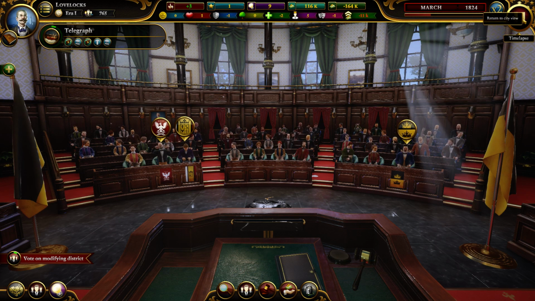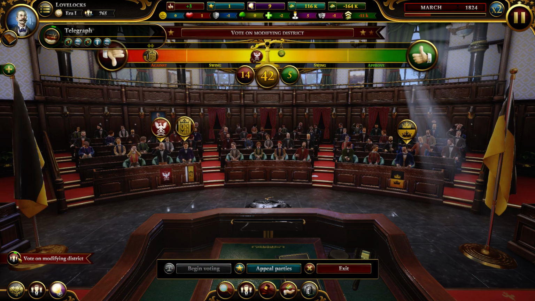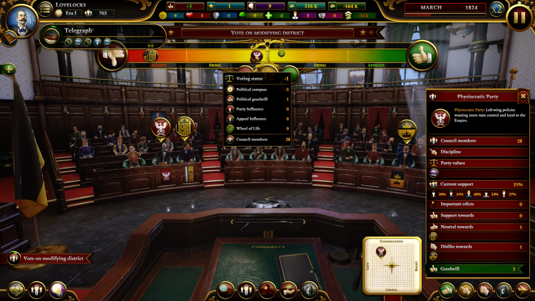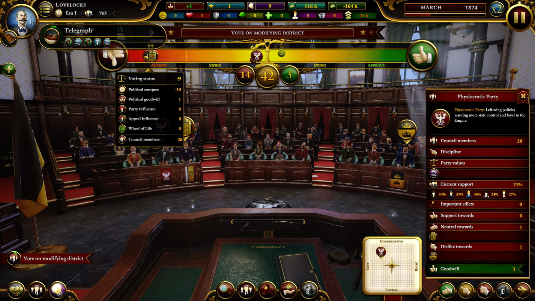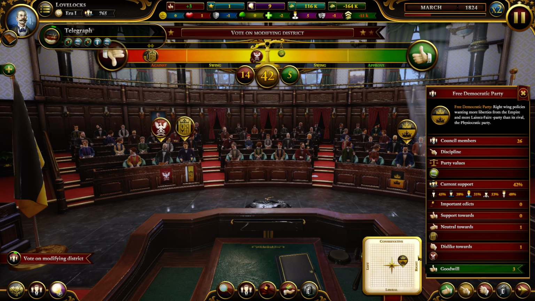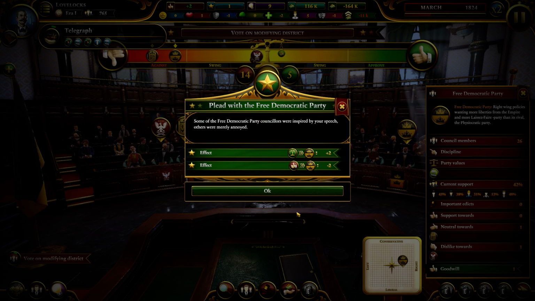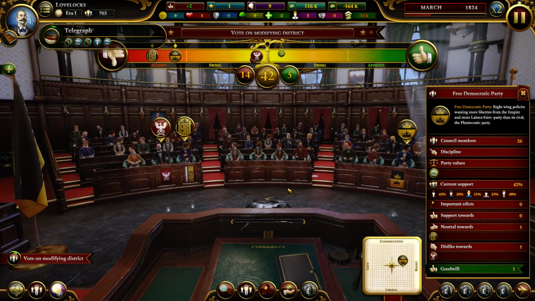Exit. Guess I have to appeal parties? Well, if it's forcing me to try, I think my best bet is to try to hit them. Demand. Play with the Free Democratic Party. You say, please support me because the city really needs it. Oh man, we moved them a bit. Lost goodwill. Change the opinion a bit. Okay.